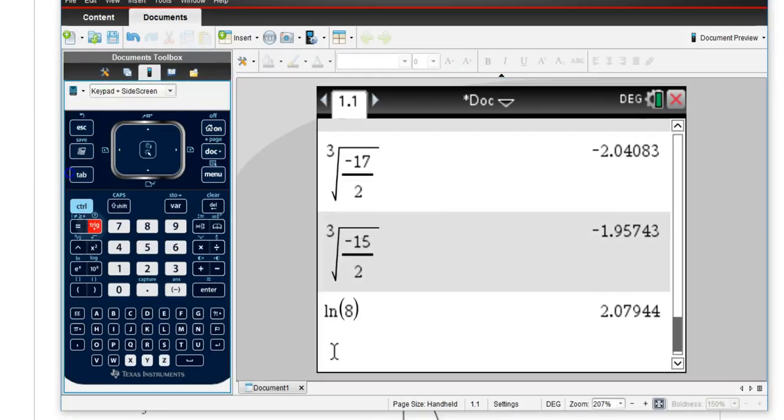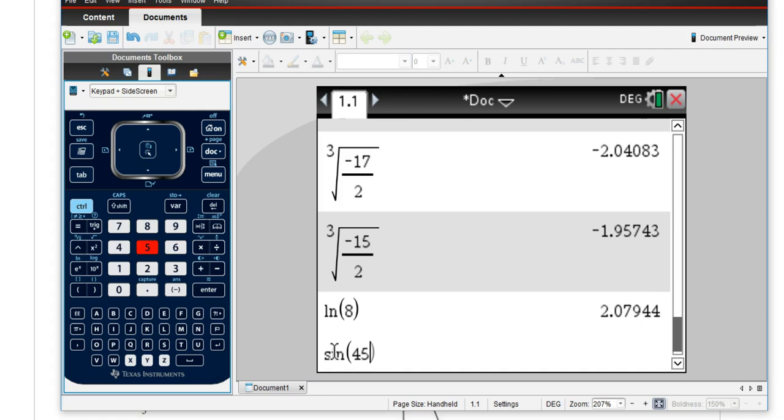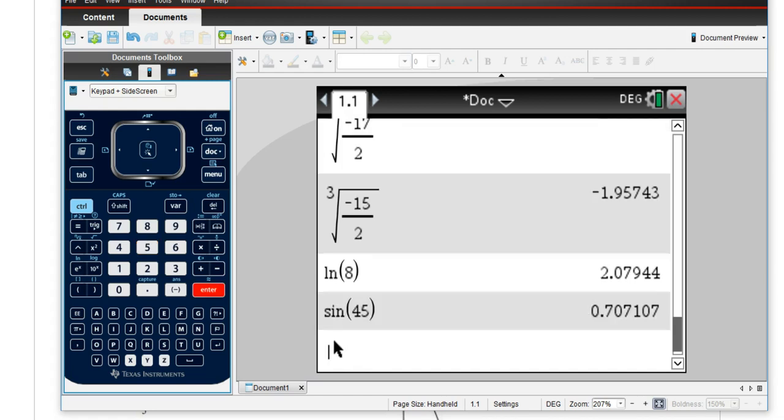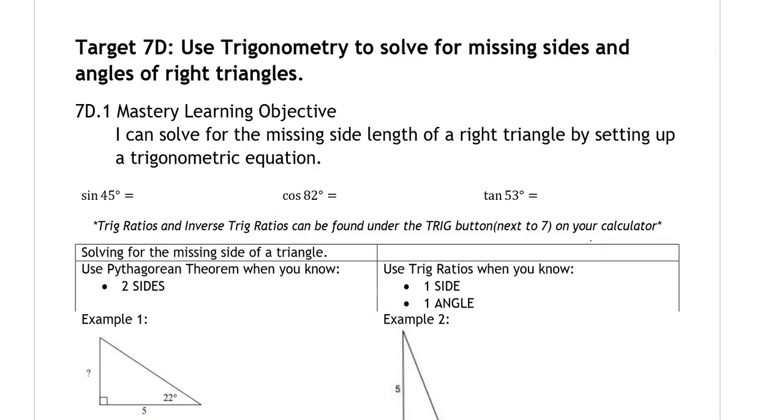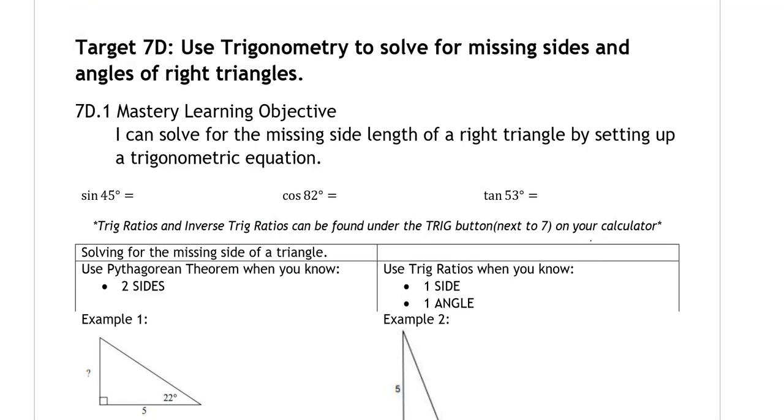All right, so the first thing we want to find is the sine of 45 degrees. So all I'm going to do is go under my trig menu. Sine of 45. I don't have to type degrees or anything. Okay, so sine of 45, and I get 0.707. The sine of 45 is 0.707.